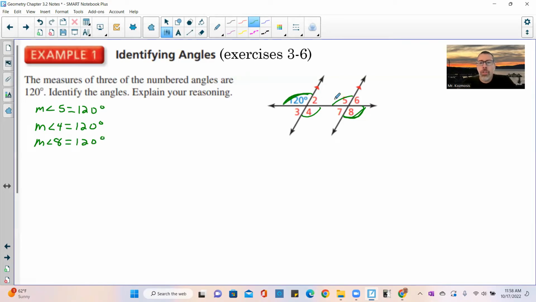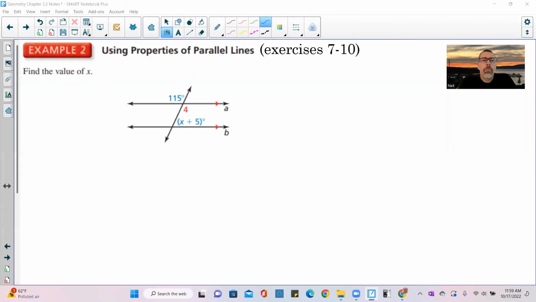Or I could have gone 120 is congruent to angle 5 because they correspond, and then angle 5 and angle 4 are alternate interior angles, and then these coincide here. So they all are relative, even not even bringing in the fact that we have vertical angles. We could say this. So it's angle 5, angle 4, and angle 8 are the 3 angles that are also 120 degrees. Okay, example 2, using properties of parallel lines.